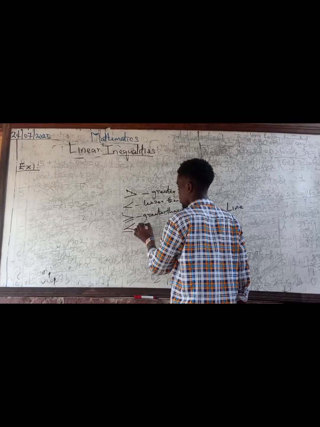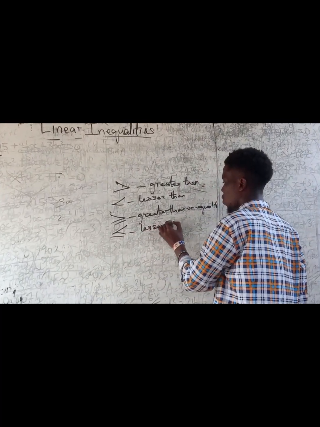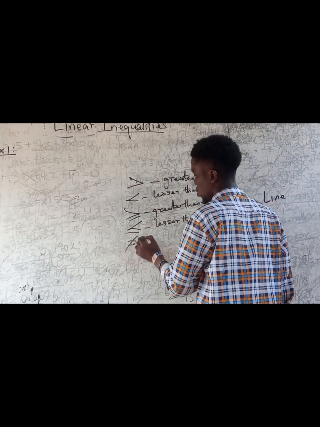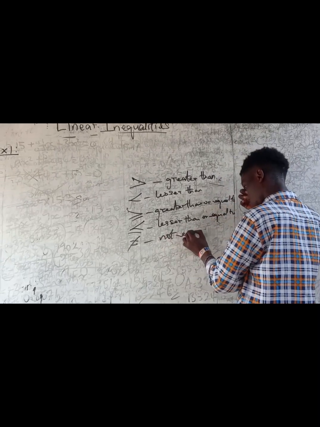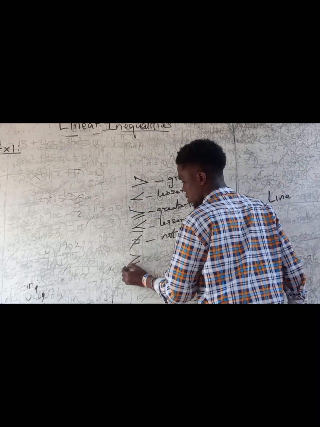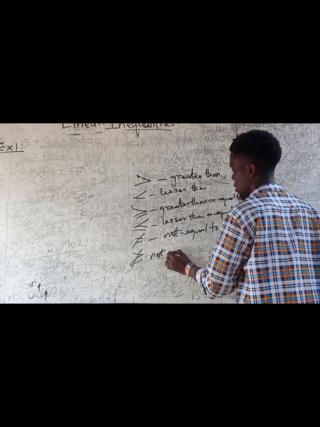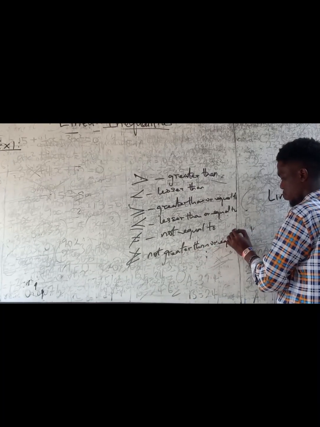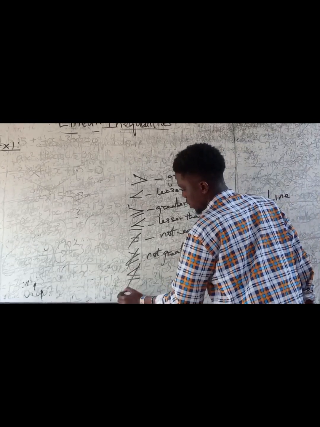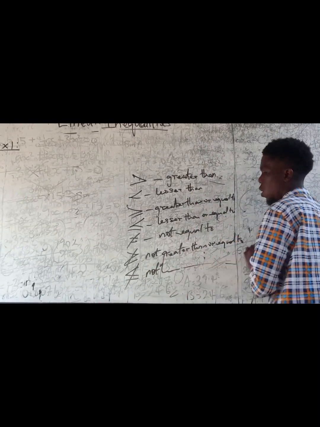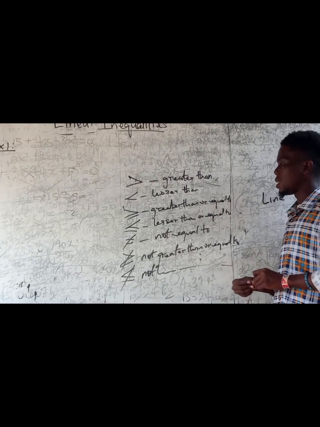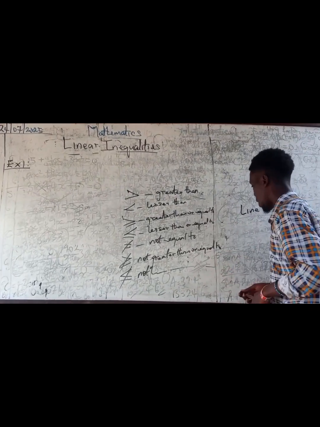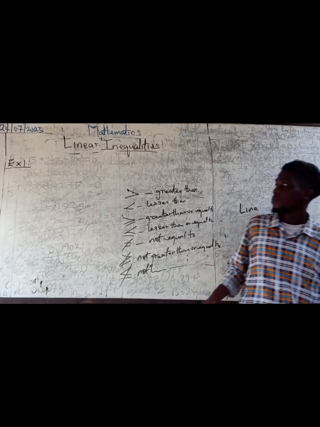This is less than or equal to. This is not equal to. This is not greater than or equal to. This is not less than or equal to. So these are basically most of the popular signs we use in linear inequalities. So let's take an example and see how we can solve some problems.